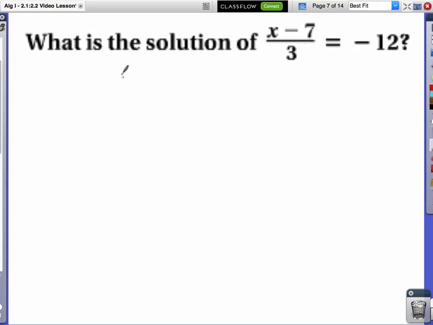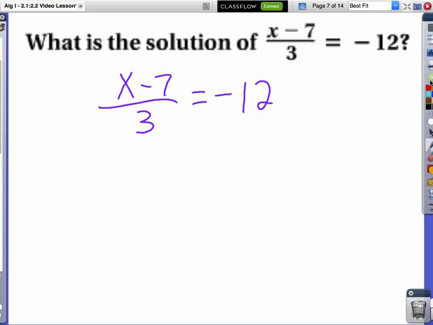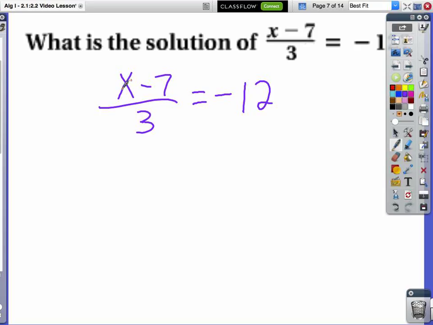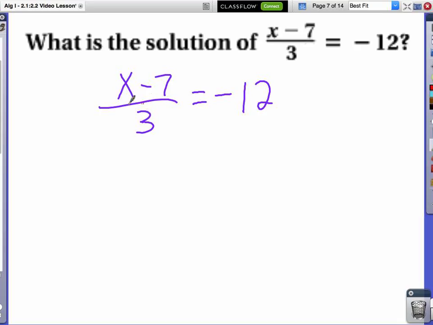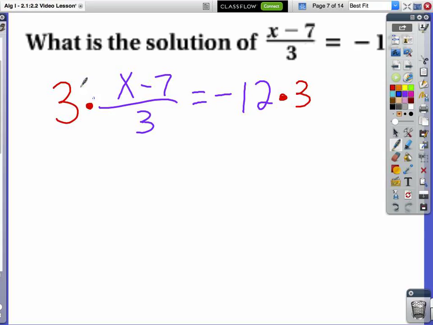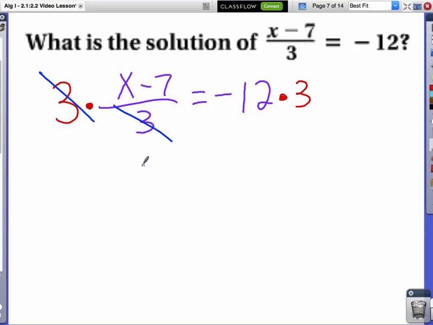Okay, next one starts looking like a fraction, x minus 7 over 3 equals negative 12. So again, we know anytime you have a fraction, fractions represent division. So to undo this divide by 3, we're going to times both sides by 3. Now when you times this by 3, a times 3 and a divide by 3 cross out, and we're just left with x minus 7 equals negative 12 times 3, negative 36.